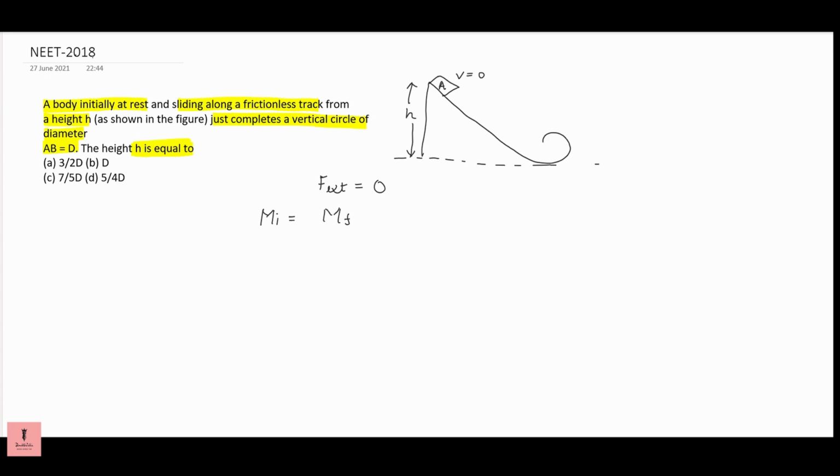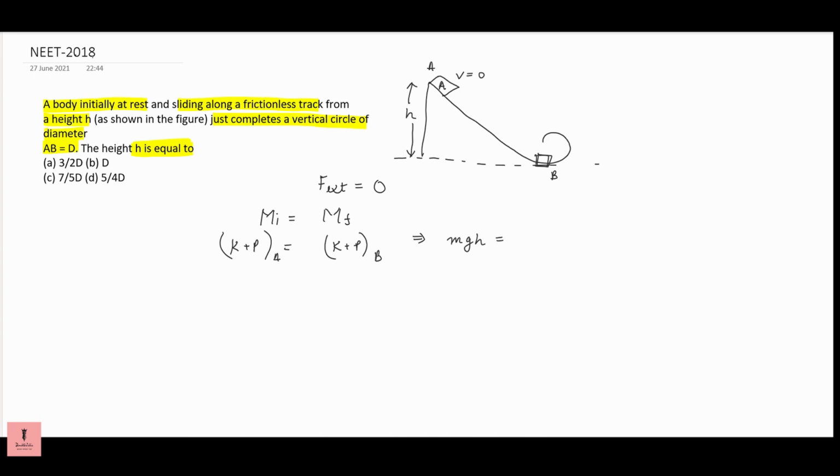Initial mechanical energy over here is kinetic plus potential, and over this point is also kinetic plus potential. I mark this as point A, I mark this as point B. So kinetic plus potential at point A is equal to kinetic plus potential at point B. At point A, sir, initial velocity is 0, so there would be no kinetic energy. Potential energy is equal to, sir, mgh.